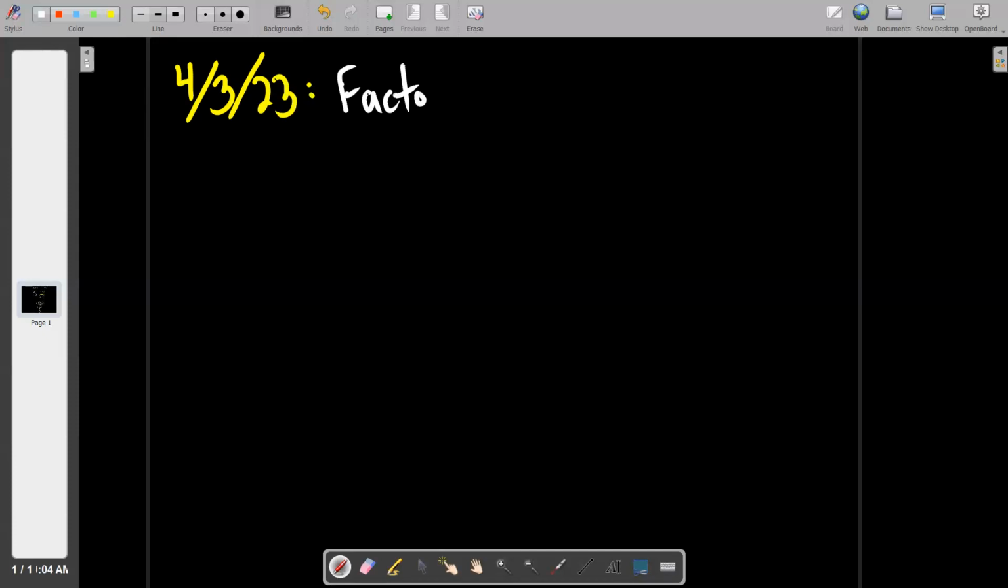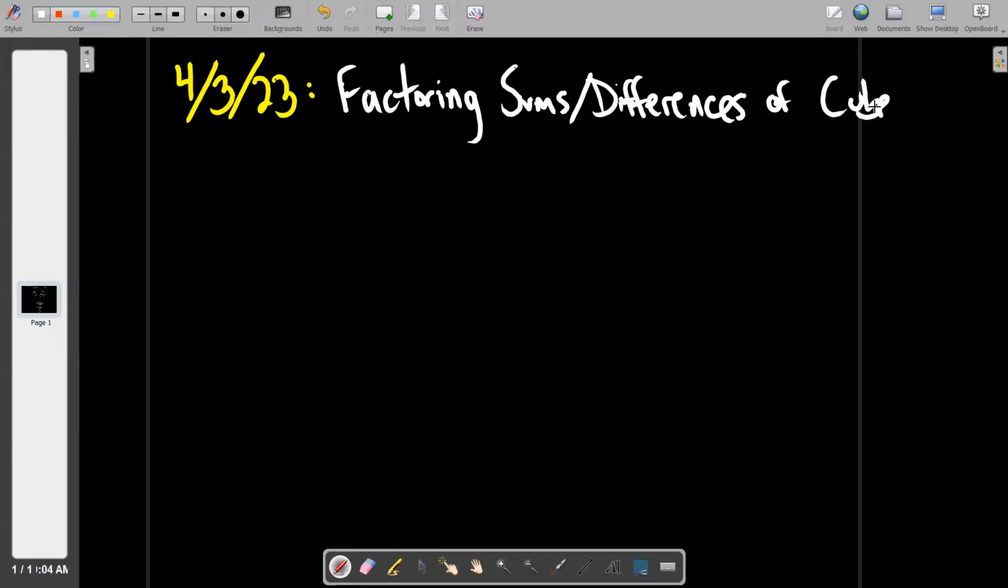We are factoring sums and differences of cubes.